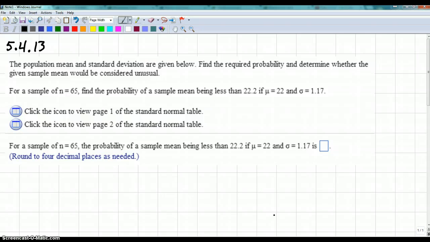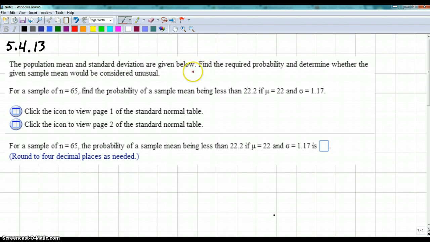The first part of the question simply states, for a sample of n equals 65, the probability of a sample mean being less than 22.2 if mu, the population mean, equals 22 and sigma, the population standard deviation, equals 1.17 is... And we're going to go ahead, as I said, and use the central limit theorem to calculate this.